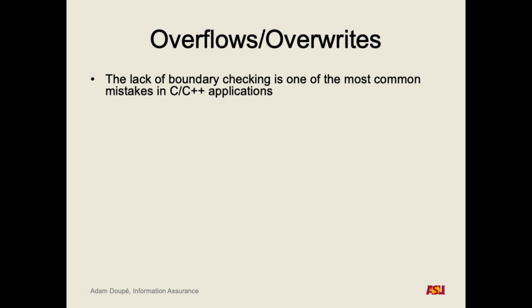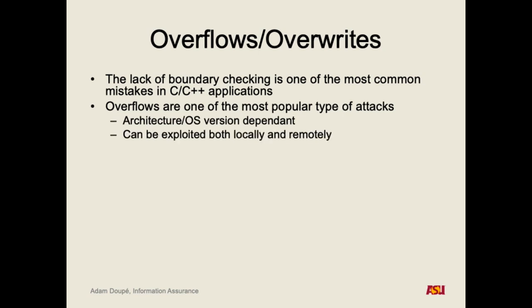So the real key flaw with C and C++ is that you can declare an array of a fixed size, but nothing prevents you from writing past it, so you have to be careful when you write characters to that buffer that you're writing only the amount of characters that you need. This buffer overflow problem has been known since about the mid 70s, and it's still one of the most exploited and discovered vulnerabilities today, with various variations. They're architecture and operating system dependent, and they can be exploited locally and remotely.